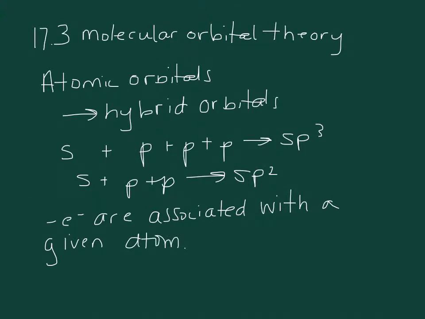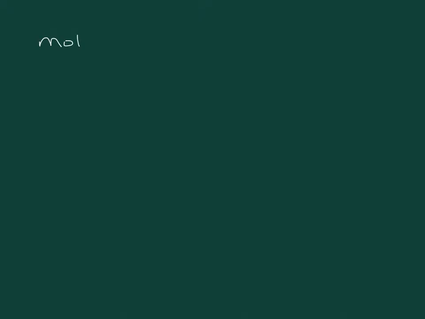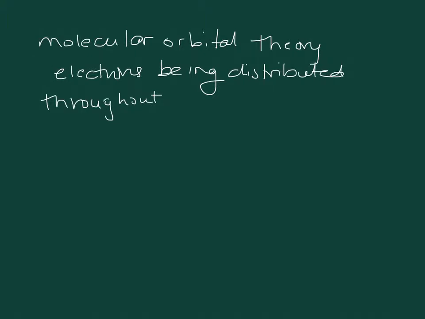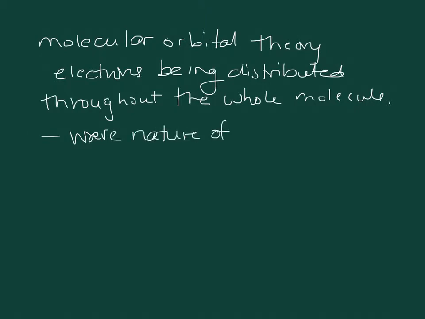Okay. When we talk about conjugated systems, molecular orbital theory is emphasized. In molecular orbital theory, you're looking at the electrons being distributed throughout the whole molecule. Okay. When you look at molecular orbital theory, you look at the wave nature of electrons.